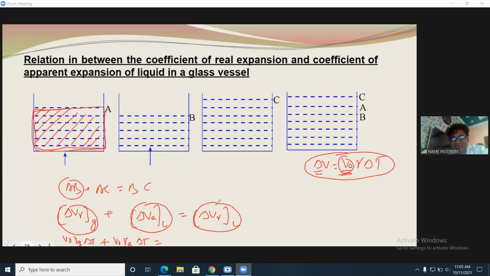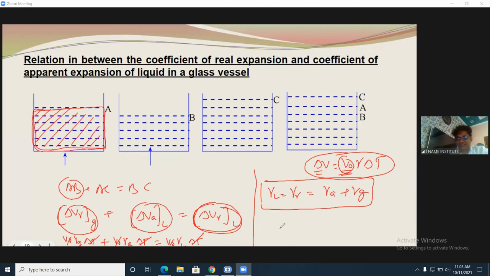And this is equal to the real increase in volume of liquid, which is again V naught into gamma of liquid into delta T. What cancels? Delta T cancels. Yes, V naught also cancels. A very important relation now comes in the class: gamma of the liquid is equal to gamma real, is equal to gamma apparent plus gamma glass. This is the relation coming on the board.